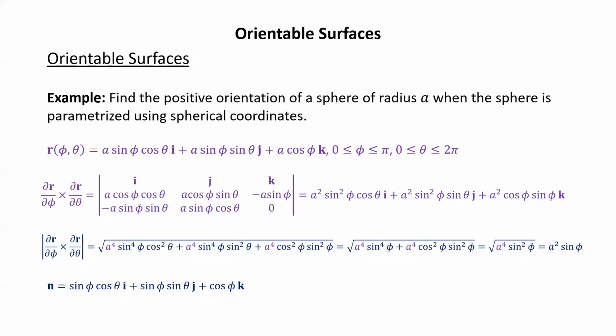It follows that an orientation is the normal vector function little n, which is the cross product of the partials divided by its length, and we're left with sine phi cosine theta i plus sine phi sine theta j plus cosine phi k, which is 1 over a times r of phi, theta. In other words, it's 1 over a times the original vector valued function. This is the positive orientation, because it's pointing in the same direction as the radius vector and therefore outward from the sphere.